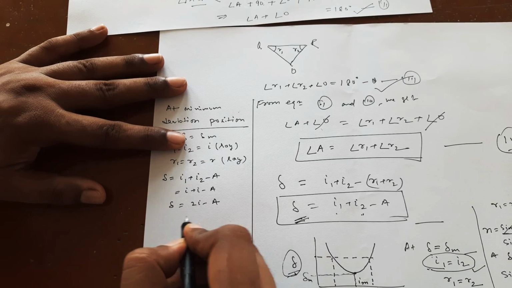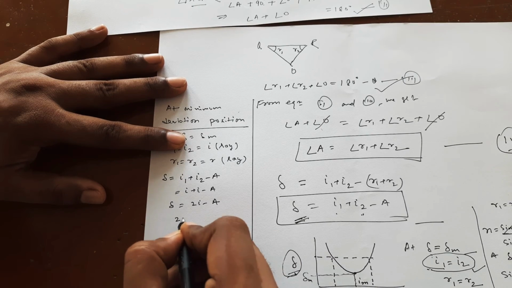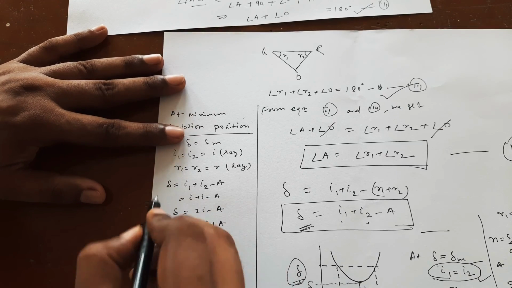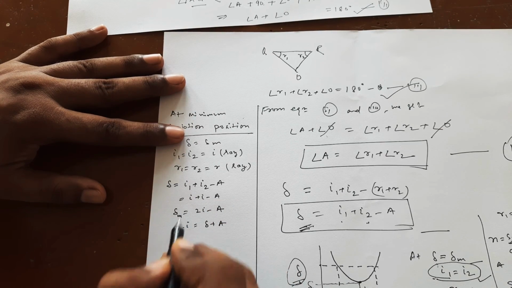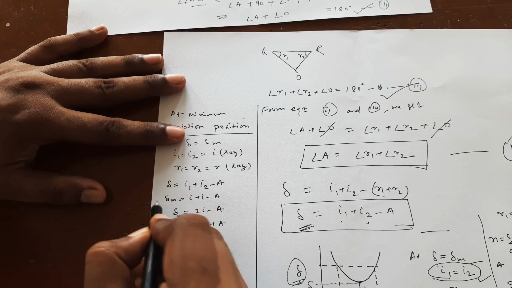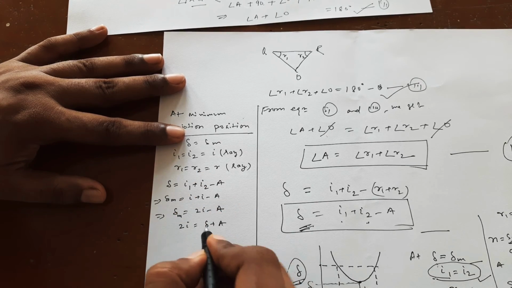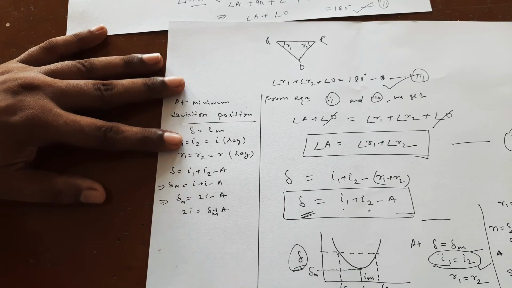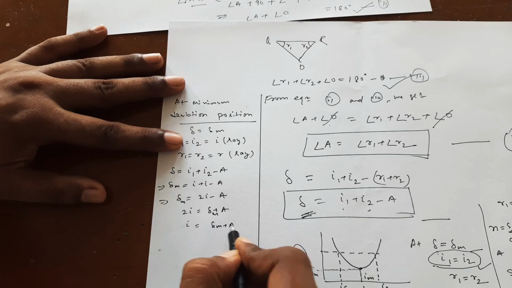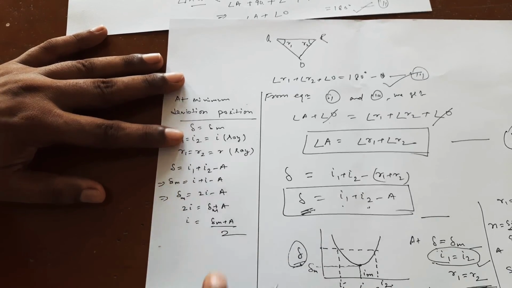So on simplification, 2I must be equal to delta plus A. Oh, one thing, it should be delta M. It should be delta M plus A. So I must be equal to (delta M plus A) divided by 2.